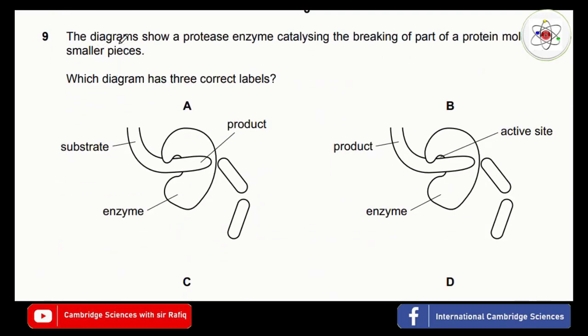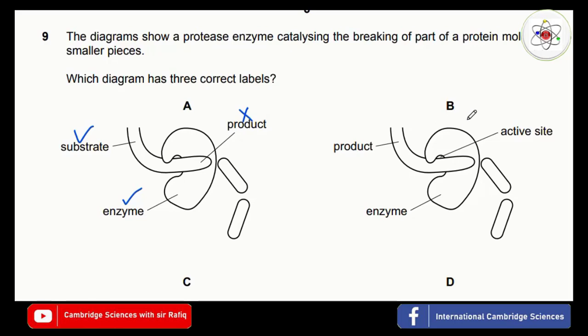The diagrams show a protease enzyme catalyzing the breaking of part of a protein molecule into smaller pieces. Which diagram has 3 correct labels? You can see that this is the substrate. Yes, it is substrate, right? And this is the enzyme which has an active site for binding the substrate particle. So this is the enzyme, correct, but this is not the product. These are the products which are coming out of the enzyme.